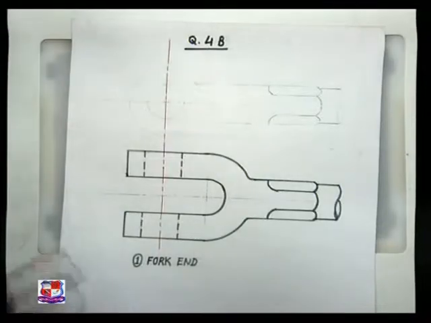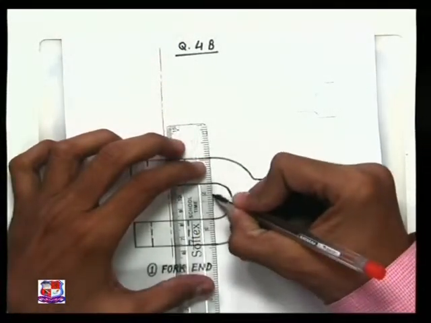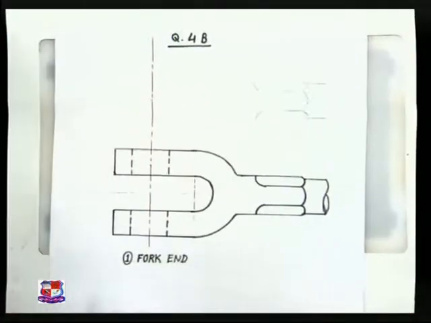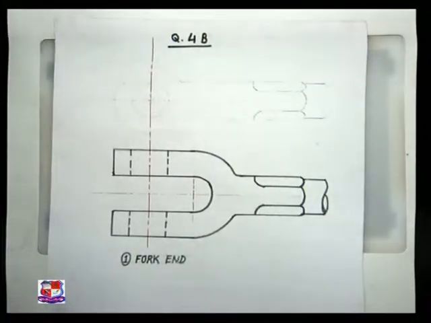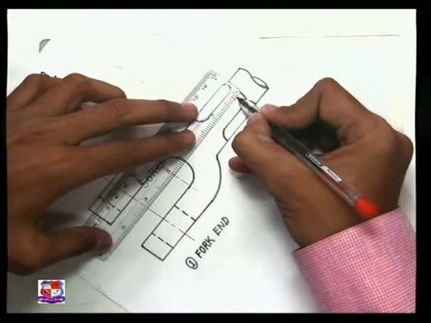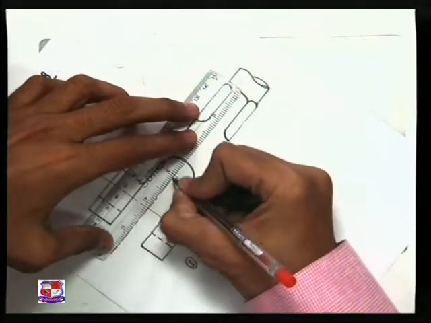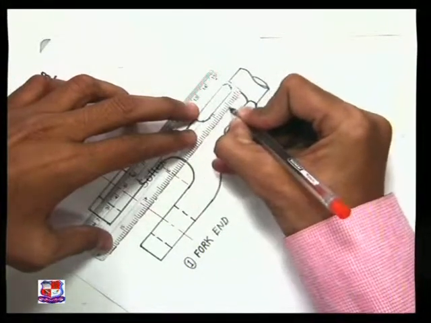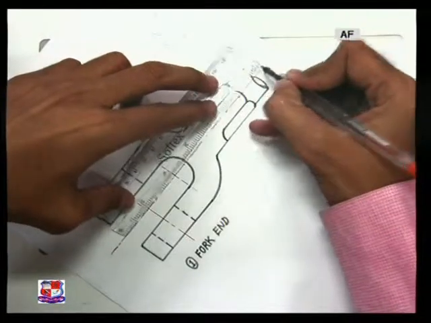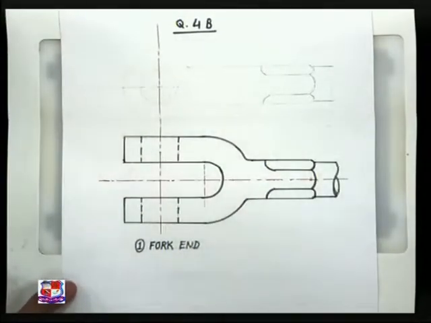After drawing this center line, here also you can draw a center line. It's needed because we have drawn an arc here. So whenever you draw any arc, a center line should be mentioned. And here also, to show the symmetry or axis of the shaft, we can draw a center line like this. So this is the front view of the given object.